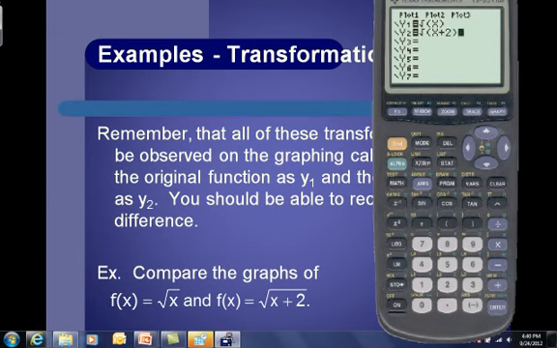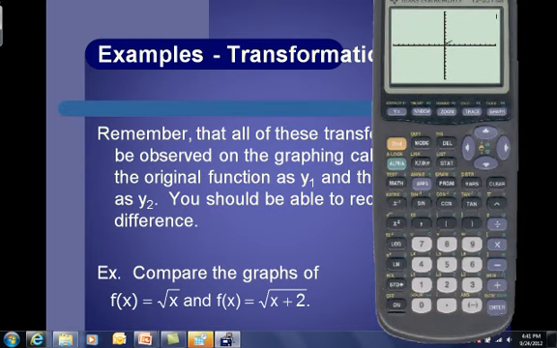Now remember, whenever we want to talk about comparing graphs, we can go over here to the left of y2, press enter, and that's going to give us a little bit darker line. So when we graph these, this first line is y equals the square root of x, and then the second graph is the square root of x plus 2. Notice it was the same graph, it was just shifted 2 places back to the left.